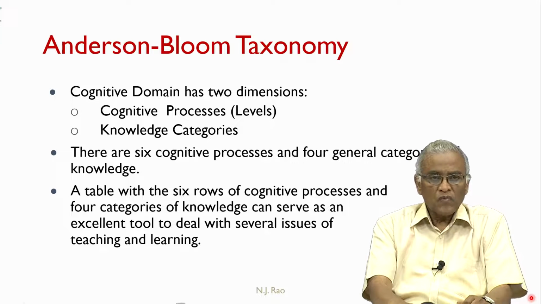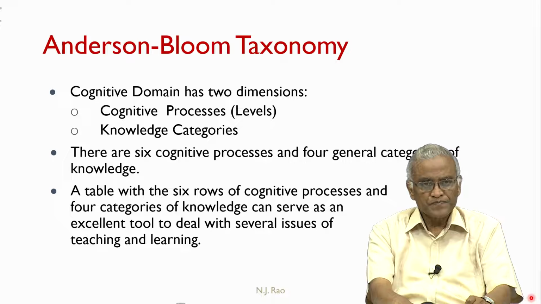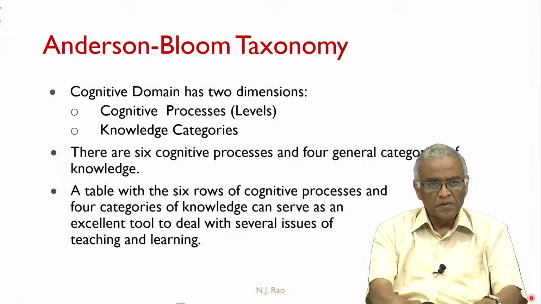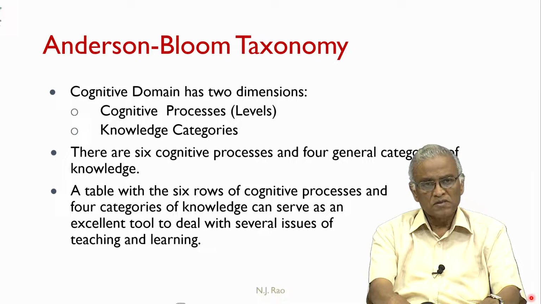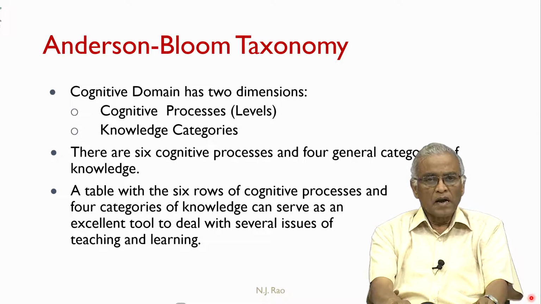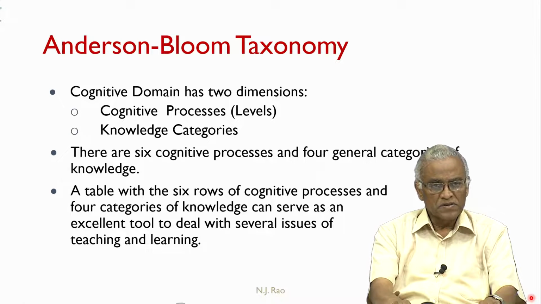Now, once again to recapture, we called it the Anderson-Bloom taxonomy, and the cognitive domain has two dimensions, namely cognitive processes, sometimes we call them cognitive levels as well, and knowledge categories. And we identified 6 cognitive levels or cognitive processes and 4 general categories of knowledge.